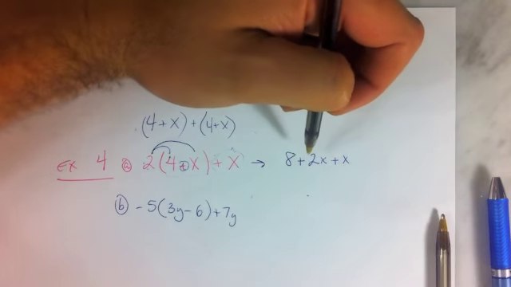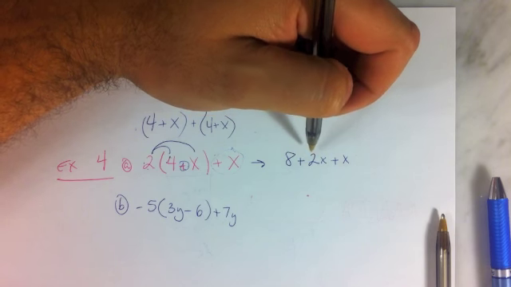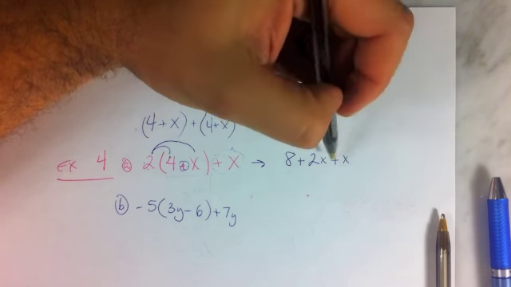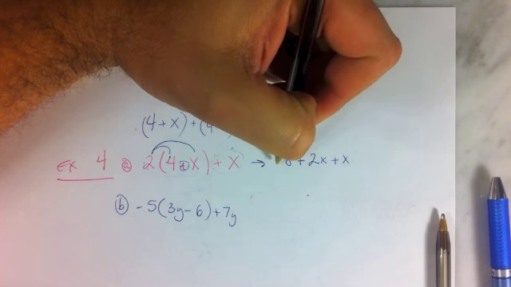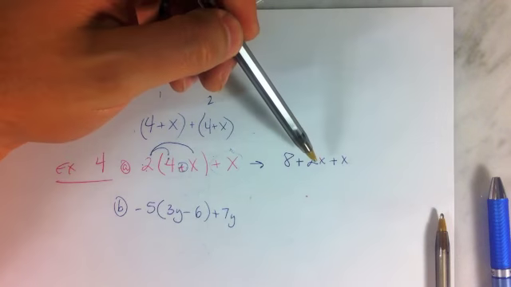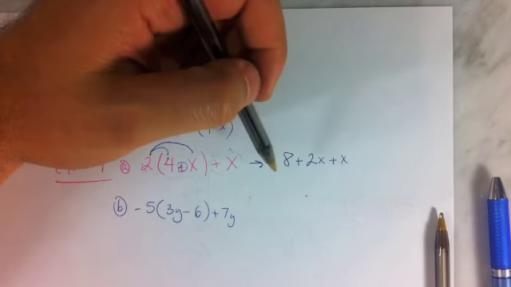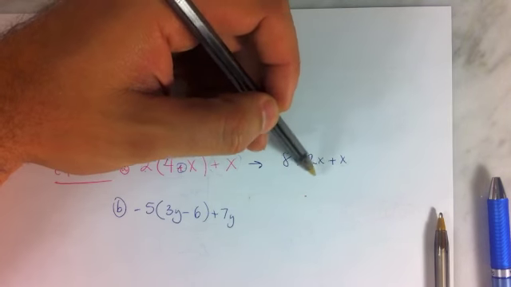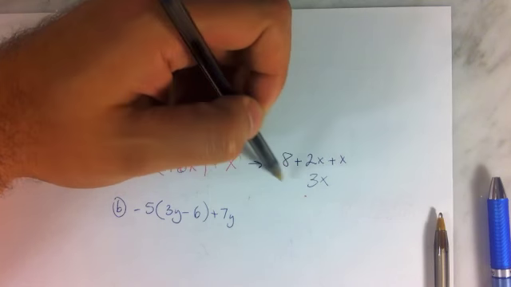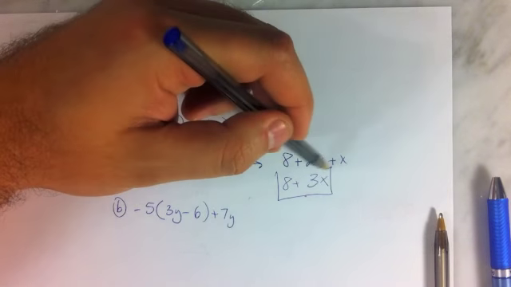Now we just need to combine like terms. Can we combine our 8 plus 2x? No way, Jose, because they do not have the same variable. They're different kinds of terms. They're not like terms. Can I combine 2x plus x all day long? Yes, we can. 2x plus x is 3x. And then we have 8 plus 3x. Final answer.